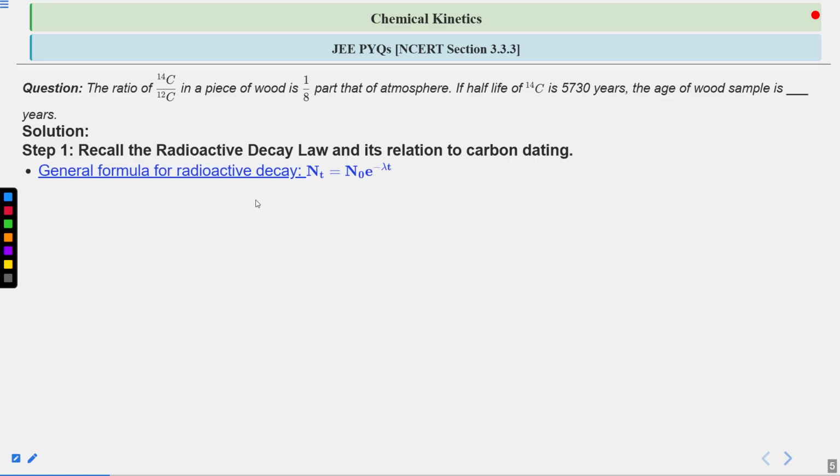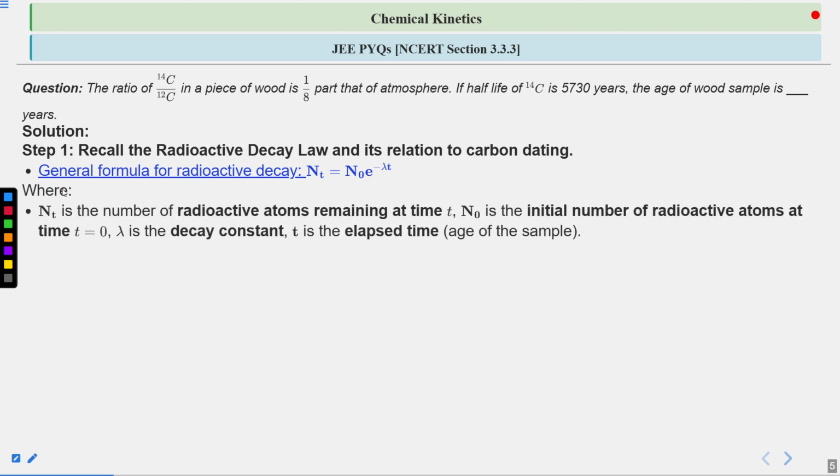The general formula for radioactive decay is given by Nt equals N naught e to the power minus lambda t. This representation is the general formula for radioactive decay. If something is decaying radioactively, this is the general representation for that. Nt is the remaining quantity or concentration at time t. N naught is the initial concentration of that radioactive element. e is the exponential term, lambda is a constant, and t is time.